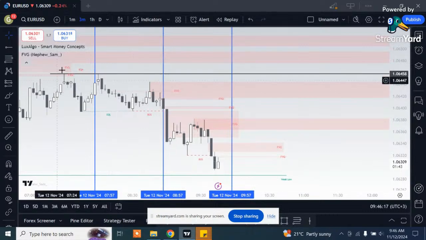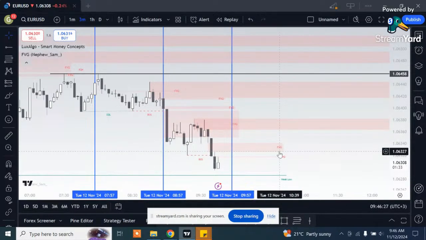So basically I'm waiting. If price comes, takes this out, definitely I'm entering. If that doesn't happen, then we look on to the next hour. So basically that's how trading works. If your setup doesn't show, you stay patient. You just have to stay patient.